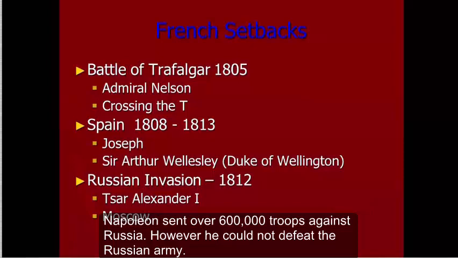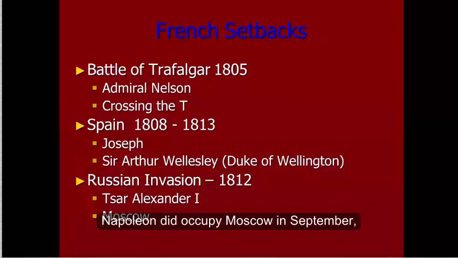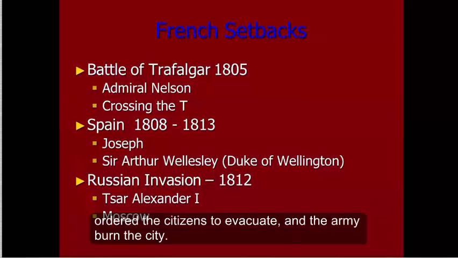Napoleon sent over 600,000 troops against Russia. However, he could not defeat the Russian army. The Russians had a large empire and retreated to the interior of the country. Napoleon did occupy Moscow in September, but Tsar Alexander I ordered the citizens to evacuate, and the army burned the city.